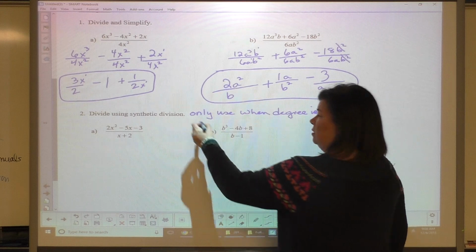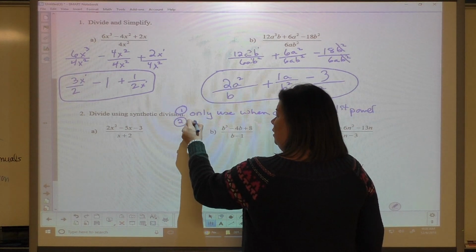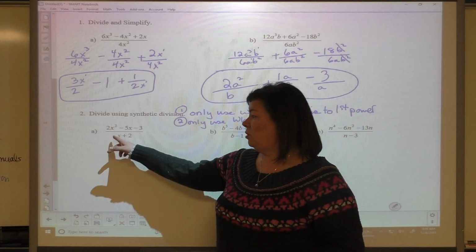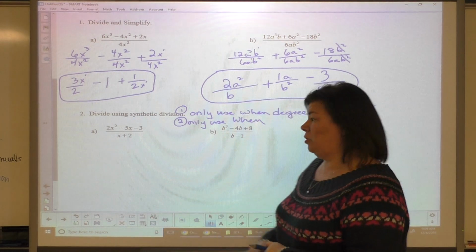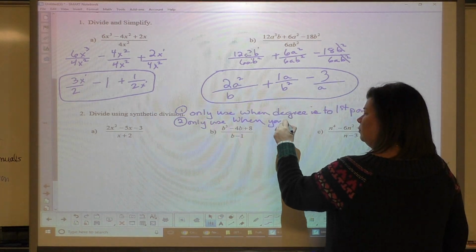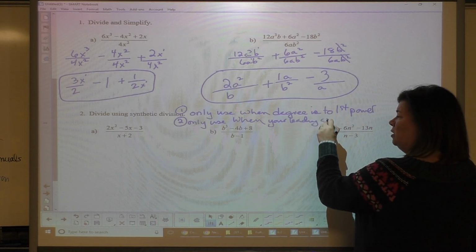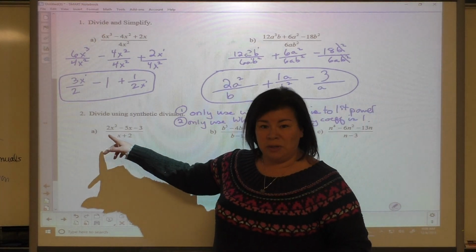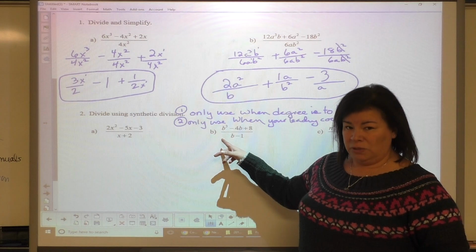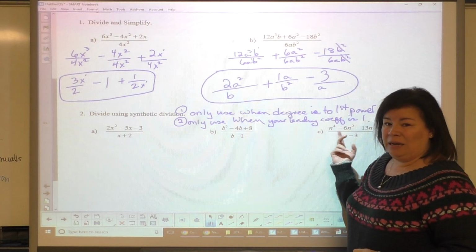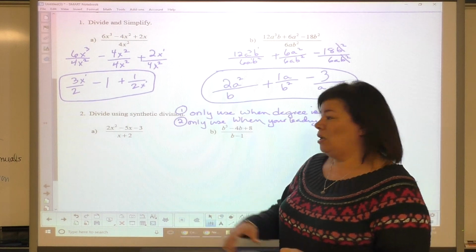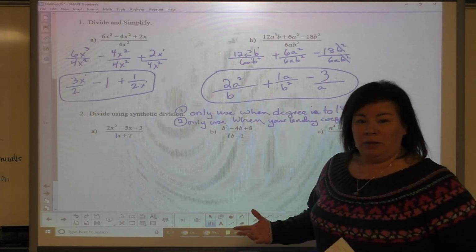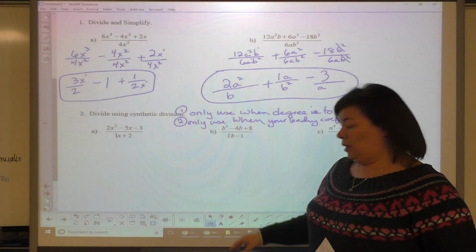And the second rule is you can only use it when your leading term, which is x here, when your leading coefficient is 1 as well. In other words, if this were 2x plus 2, or 4b minus 1, or 3n minus 3, we could not use this. So notice our leading coefficient in every example here is 1. We can use this, and our degree is also to the first power, so we can use synthetic division.